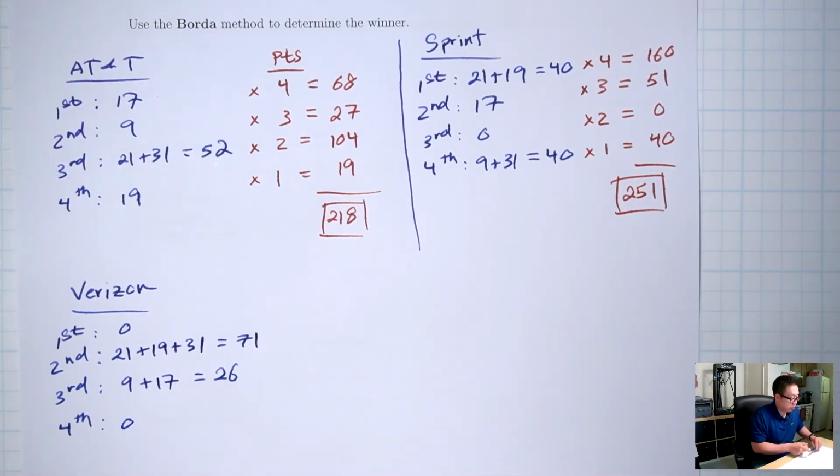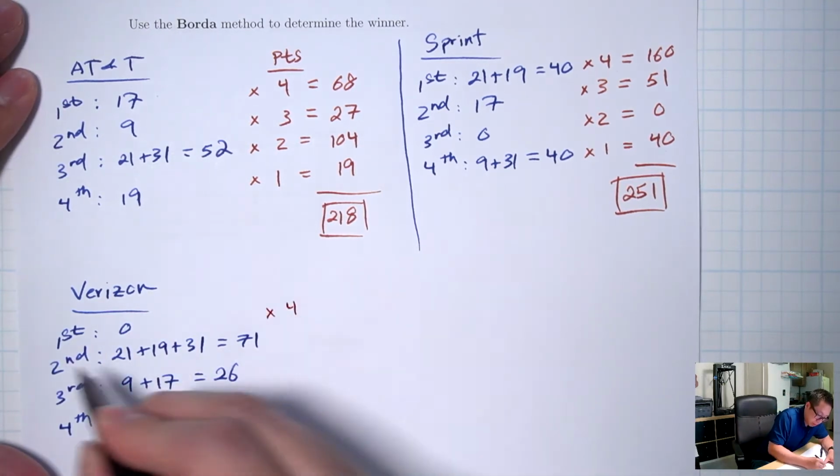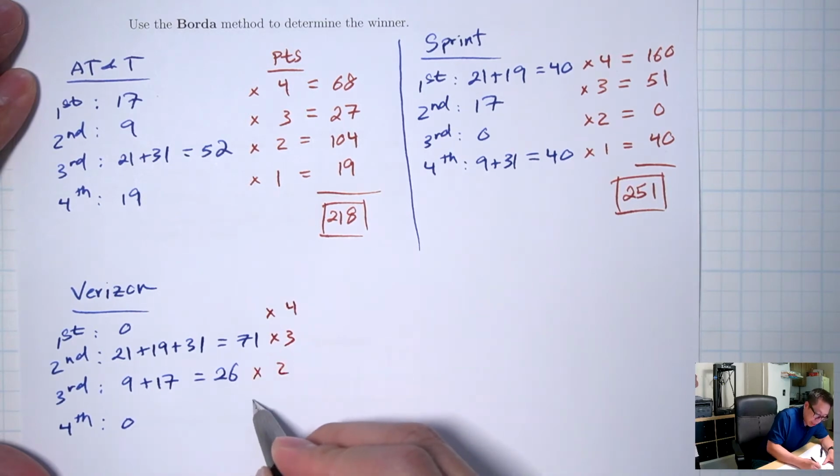And now the points. First place is 4 points. Second place is 3 points. Third place is 2 points. And last place is 1 point.